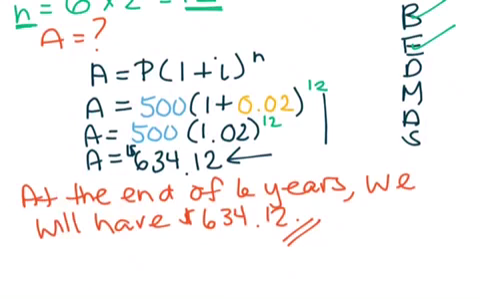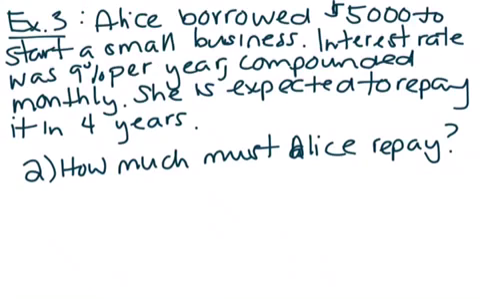Okay, so here is our last example. So this is example number 3. I'm going to read it out, and you can read along as well. Alice borrowed $5,000 to start a small business, which many of you will do in your life. So many of you will be in this position of borrowing money from a bank to start your own business.